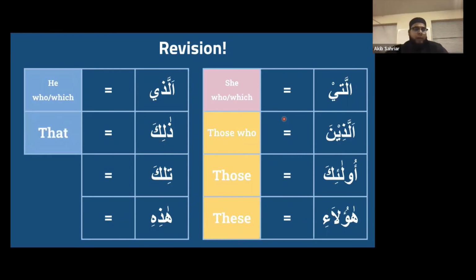So we won't refer back, for example, if you're talking about a fire, you can't say dhalika nar, right? You can't say that is a fire, because fire in Arabic is a feminine word. So you would say the one right after that, tilka nar, which also means that. Tilka means that, feminine. So you'll say tilka nar or tilka jahannam, or if you're saying paradise, tilka al jannah, just like the verse came, tilka al jannatu allati uristumuha, right?